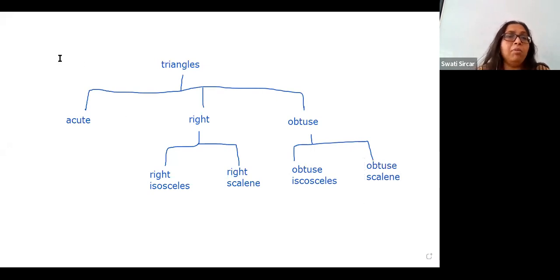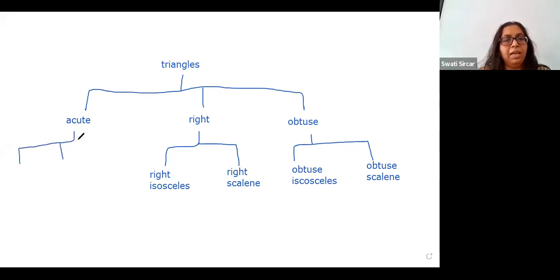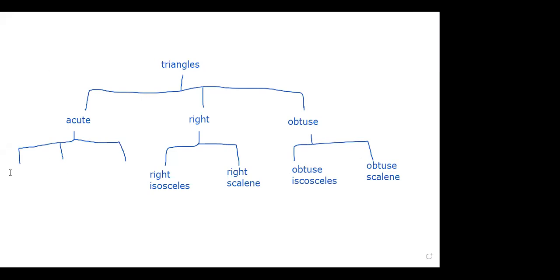And how about acute? How many types of acute triangles will there be? Acute equilateral, acute isosceles, so there will be 3 types. And here you can get equilateral.